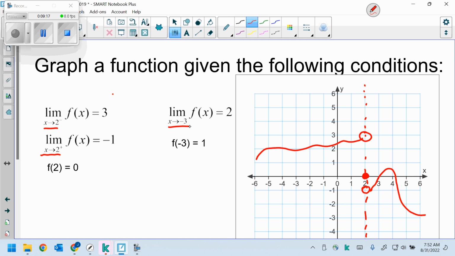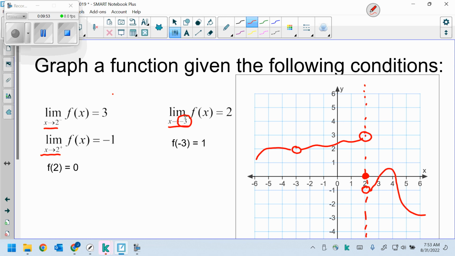Well, kind of a coincidence that I actually went through there. I've got to have an open dot there. I've got to have an open dot at 2. As x approaches negative 3, it didn't specify which side, so it's coming in from both sides. I'm going to get a y value of 2.